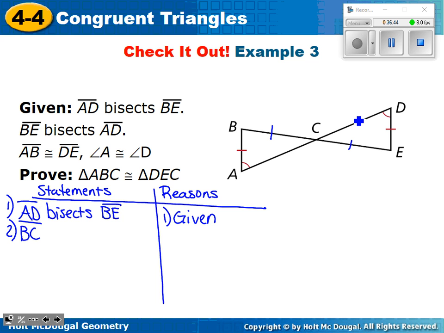Oh, yes, I'm sorry. There's already one here, but we don't have it in our proof yet. But yes, so that should be 2 tick marks. Thank you. BC is congruent to EC. And the reason? Definition of. True answer would be segment bisector, because you're bisecting a segment. But again, I wouldn't count off if you put definition of bisects. Definition of segment bisector.